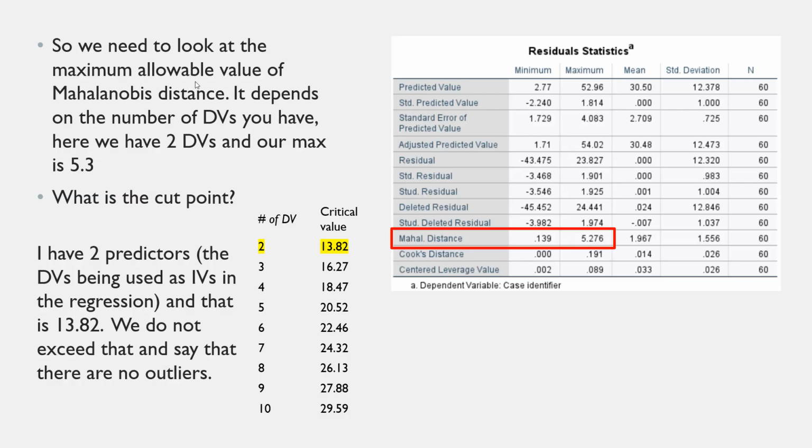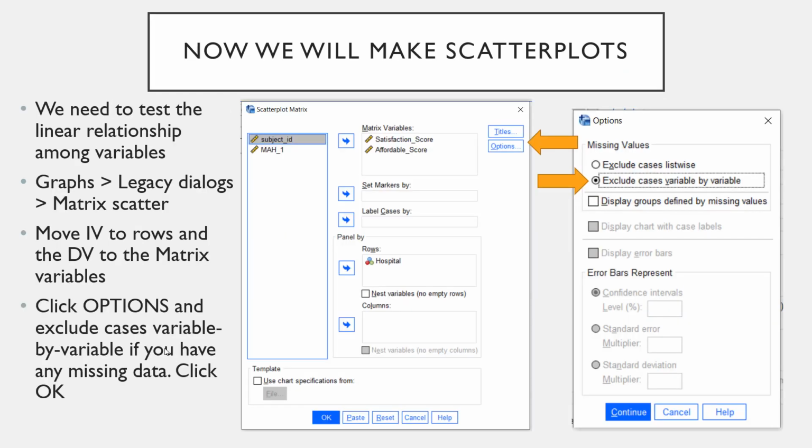So you need to look at the maximum allowable value of Mahalanobis distance. It depends on the number of dependent variables you have, and here we have two DVs, and our max here is 5.3. So what's the cut point? I have two predictors, the dependent variables being used as independent variables in the regression. So I have two DVs, so my critical value is 13.82. This is less than that, so we do not exceed it and say that there are no outliers.